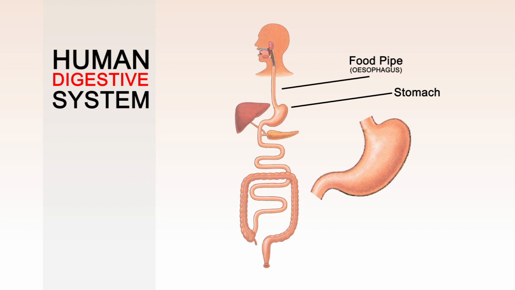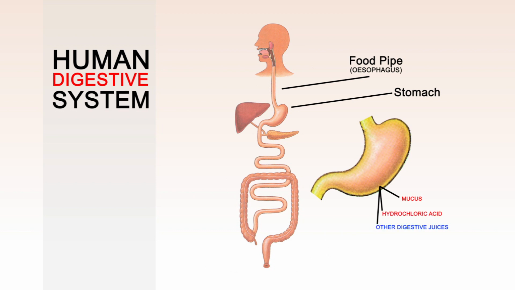This is the widest part of our alimentary canal. At one end, it receives food from the oesophagus and opens into the small intestine at the other. The inner lining of the stomach secretes mucus, hydrochloric acid and other digestive juices.